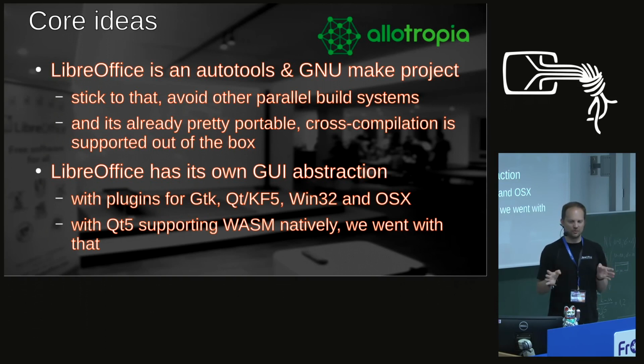We were not willing to change the build system for LibreOffice, because that would mean we would be constantly in catch-up mode, because the upstream project does it with autotools and GNU Make, and if you have a parallel build system, you're constantly trying to catch up. Somebody changes something, they don't care about your little build system on the side, so it's pretty much always broken on master. So we said we stick with that and build on top, because cross-building was already well supported.